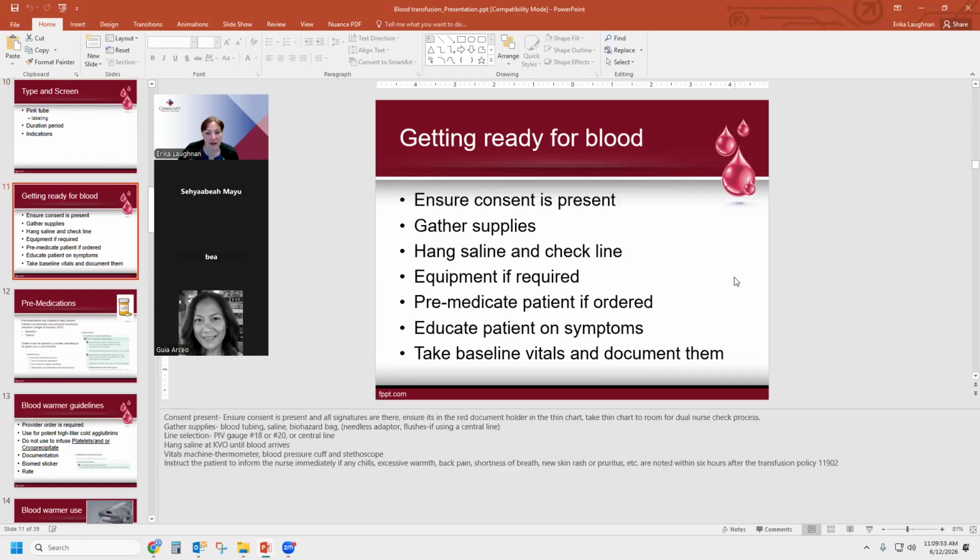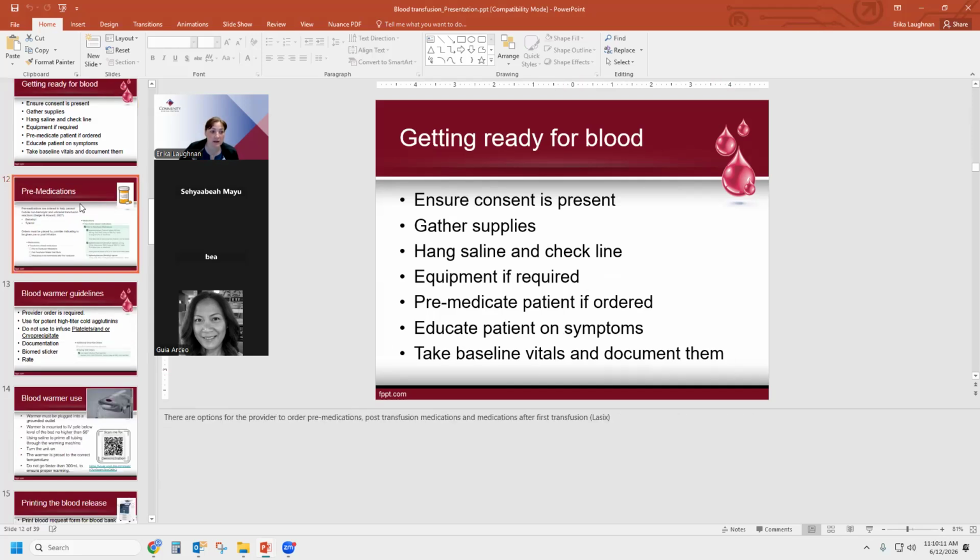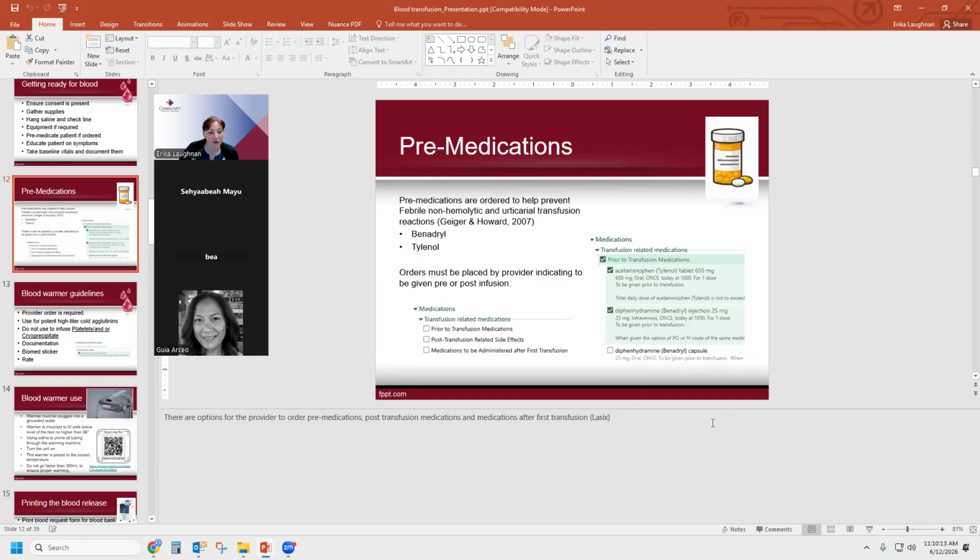And then getting ready for blood, making sure the consent is present, gathering up all your supplies, getting the saline running and checking the line, checking the equipment if it's required and getting that in the room, giving pre-meds if they're ordered, educating the patient on the symptoms they might experience with blood and what to do if they experience those symptoms, getting your baseline vitals documented, and doing your pre-meds. If you have pre-meds ordered for blood, you have to give them, or else you're at higher risk for reactions. So make sure that you're doing your pre-meds.